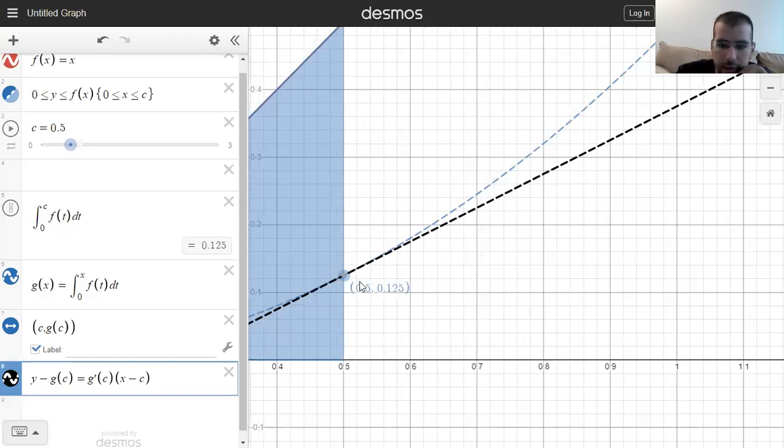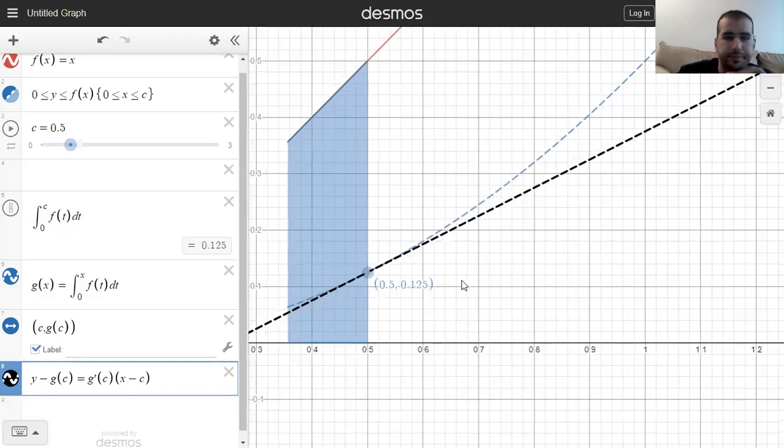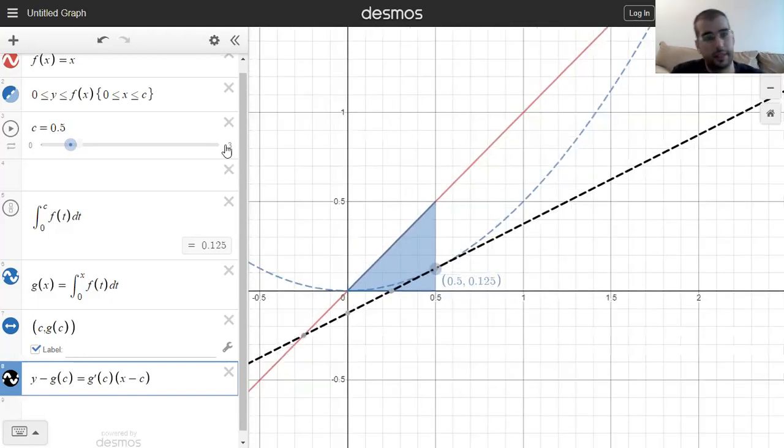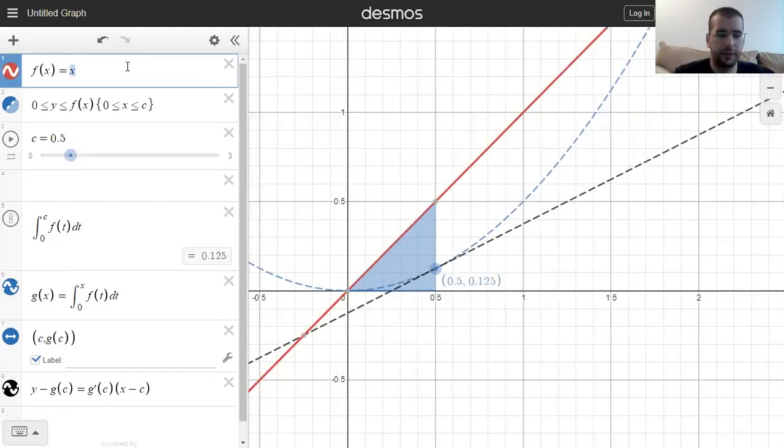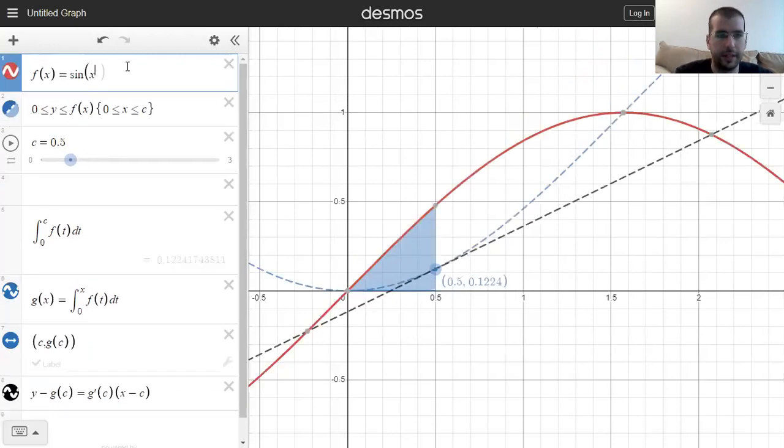It's hard to tell exactly, but as I go 2 squares to the right, this is exactly 1 square going up. This is the same for all functions. That's a great question. So let's take a very complicated function.